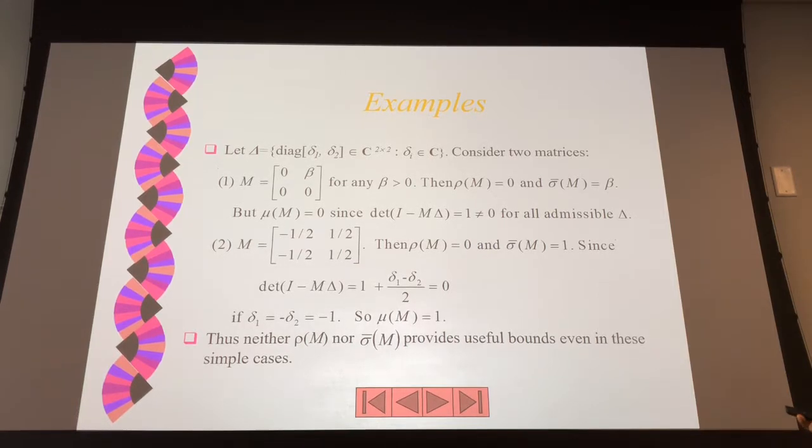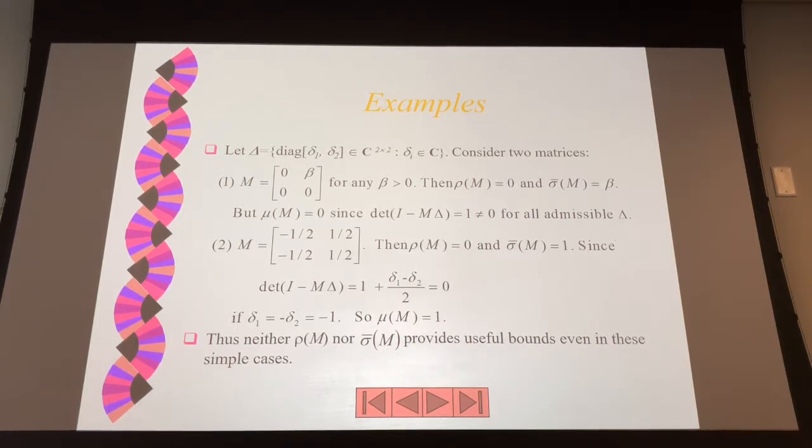In the second one, the rho, spectral radius, is zero because it's singular, similar to here. The sigma bar is one in this case. And the determinant of this one, with delta one, delta two in here, is zero always. Make this one zero, so then it should be this. So in this case, the maximum of this one, mu is one. So these are two extreme cases giving you an idea.